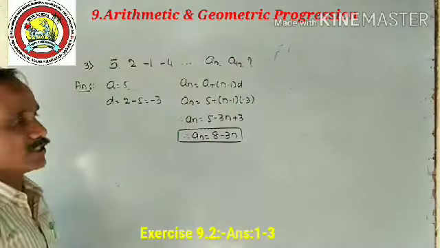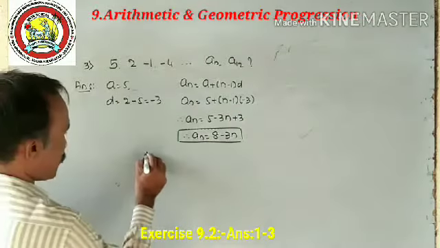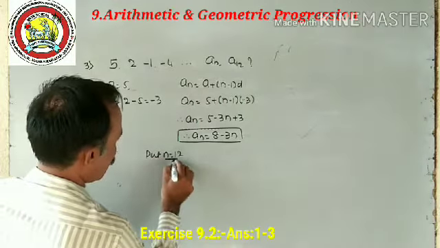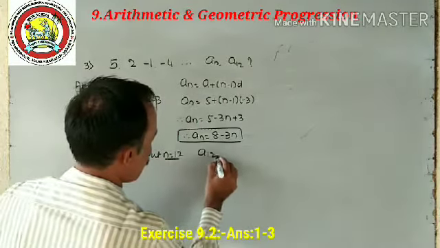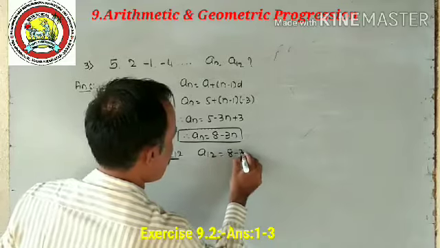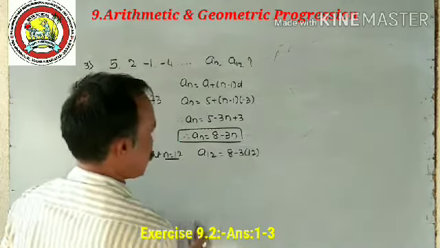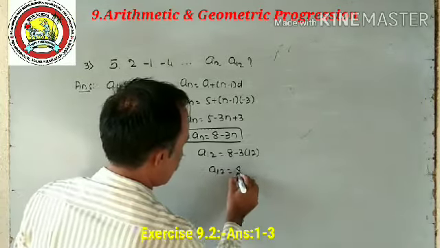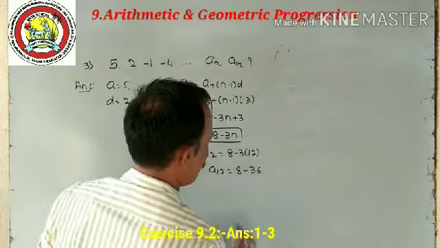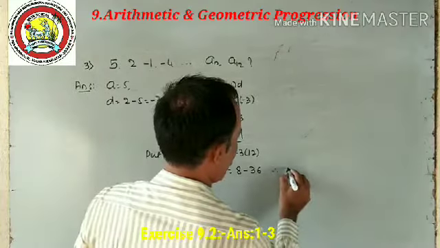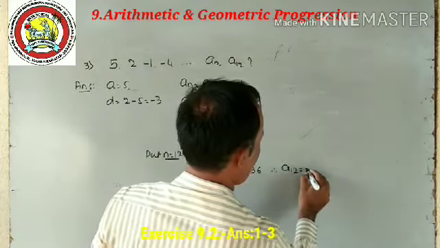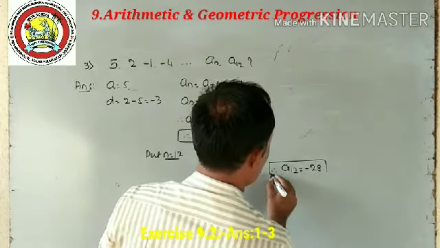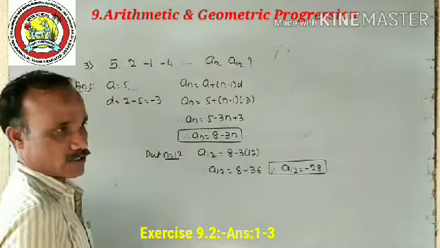Next, you have to calculate the 12th term. Let's put n is equal to 12. So A12 is equal to 8 minus 3 into 12. Therefore, A12 is equal to 8 minus 36. Therefore, A12 is equal to minus 28. Yes, this is the required term, that is the 12th term.